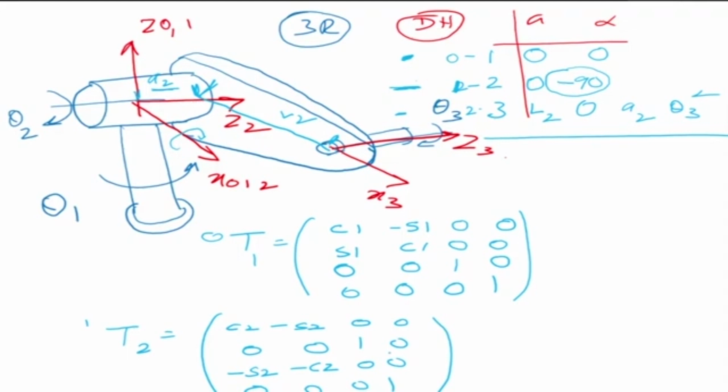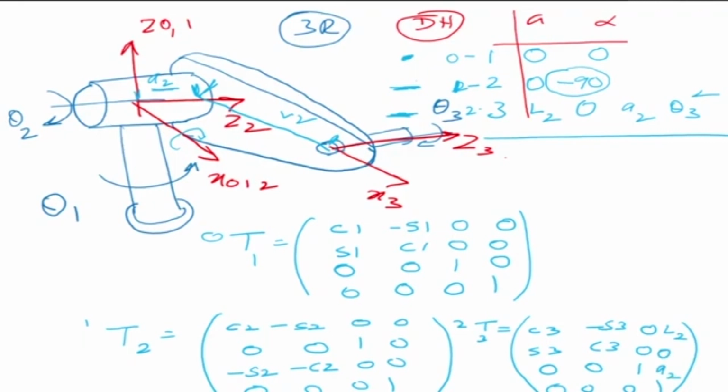Now for the third one, T2 to 3, I take the third row. This one has a distance L2 and A2. So we get cos 3, minus sine 3, sine 3, cos 3, 0, 0, 1, 0, 0, and this is 0, 0, 0, 1. Now what is A2? A2 is the link length, so we get L2 here, and there is an offset distance which is equal to A2. That is my D distance between the x-axis.